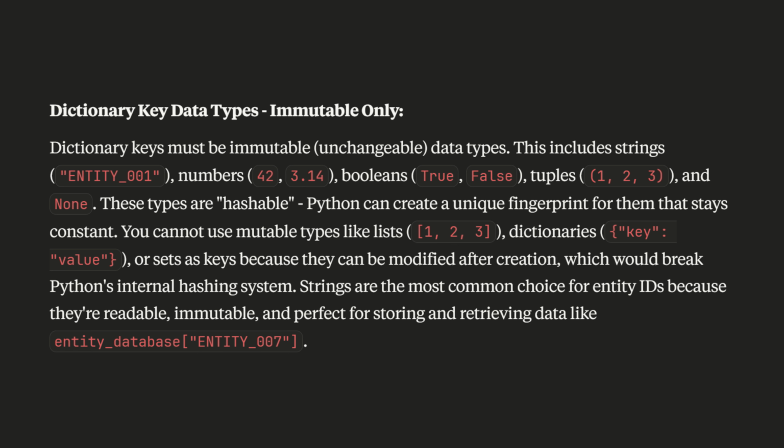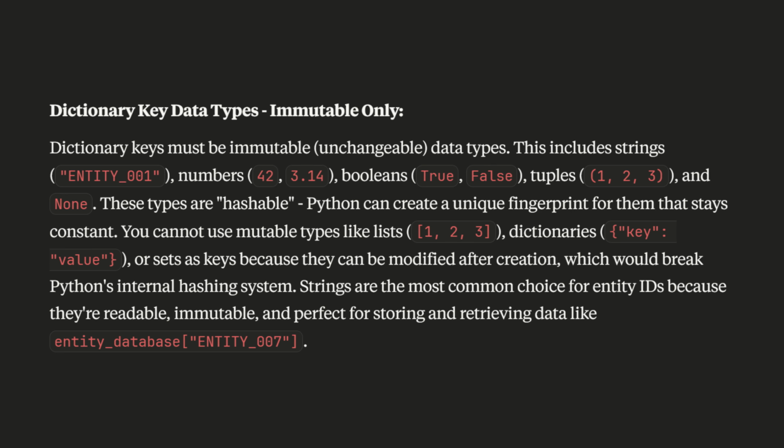However, you could also use integers. Numbers work as dictionary keys. In that case, it's useful for sequential numbering systems or when you want purely numeric IDs. Tuples, which are immutable sequences, can also be used as keys. And that would be good for composite identifiers that need multiple components.